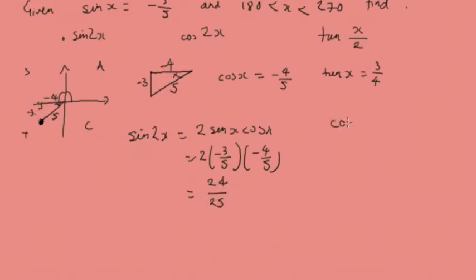Then for cosine 2x, we've got cosine squared x minus sine squared x. So again, we take our identities, so we'd have minus 4 over 5 squared minus, and sine is minus 3 over 5 squared. Working all that out, that'll be 16 minus 9 gives us 7 over 25.